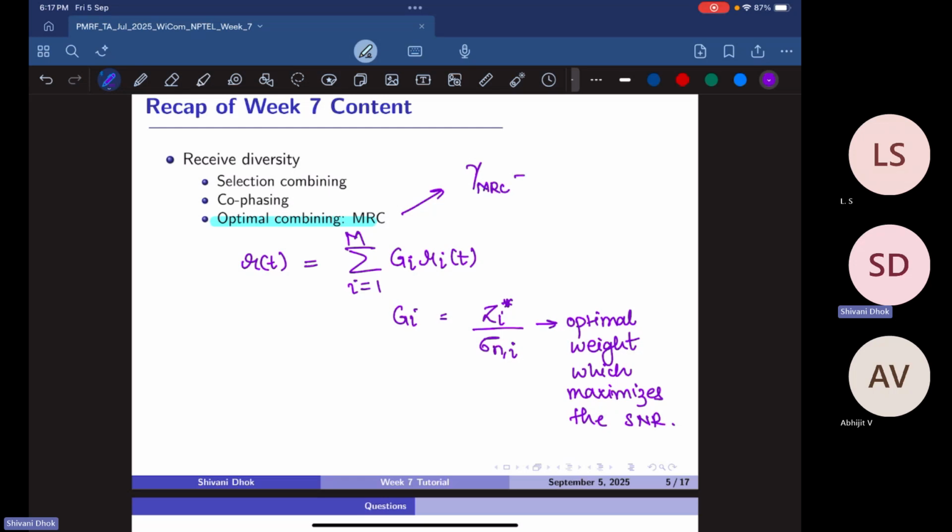For this particular situation, we saw that the SNR, that is gamma MRC, was coming out to be the summation of the signal to noise ratios across all the antennas. Again, selection, co-phasing and optimal combining SNRs we will revisit in detail. I want to give a few more intuitions of what exactly these are giving, how they are different, and why this particular thing gives you a better SNR.